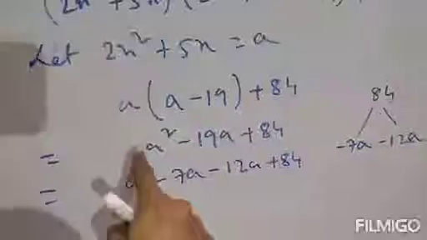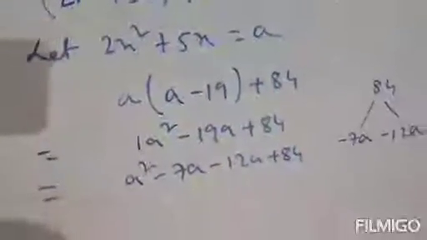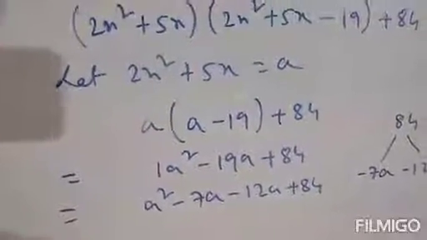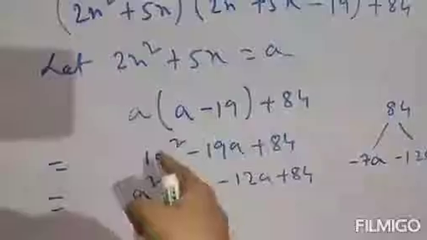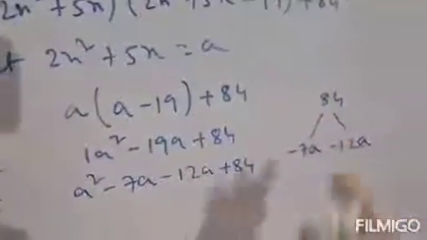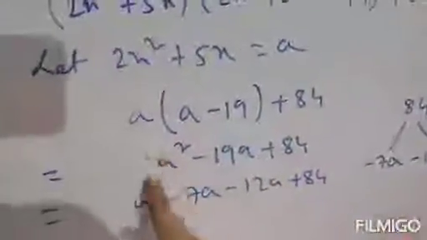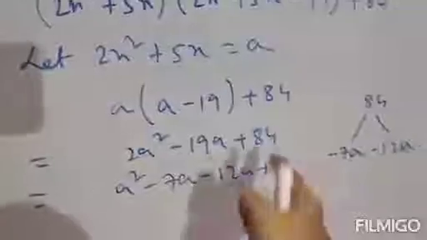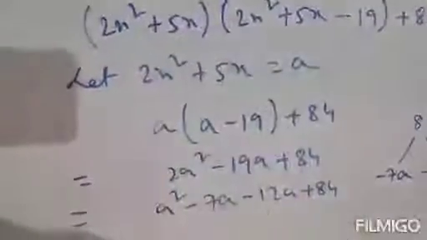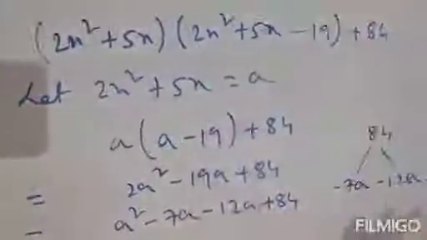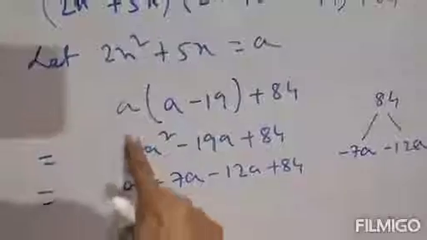Because here the constant is 1, nothing is written, that means the constant is 1. So if you multiply 84 into 1, that gives you 84, and you split that 84. Suppose there is a constant 2, then you multiply 84 into 2, that is 168, and then you split 168 into minus 19. Clear? So like this.